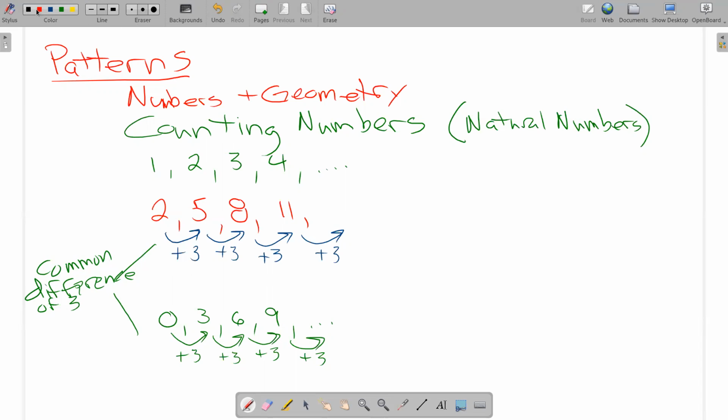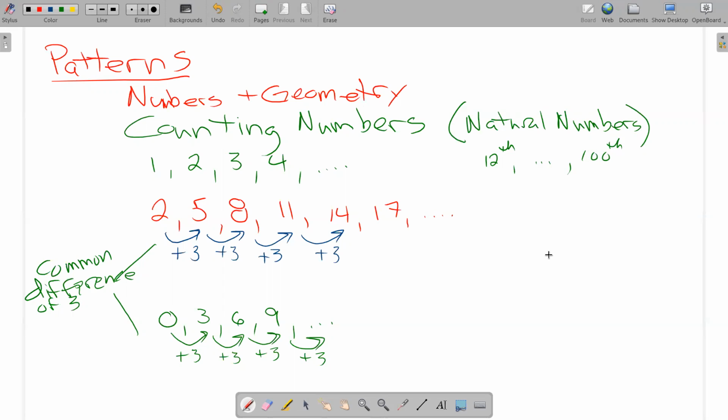So continuing the red pattern, I think that next it should be 11 plus 3 or 14. 14 plus 3 is 17, and so on down the line. And then I want to find a way to identify future parts of this pattern. Like I might want to be able to identify what's the 12th number in the list, maybe the 100th number in the list.